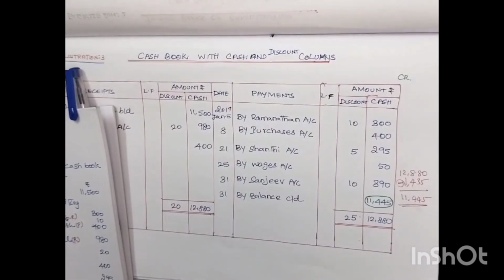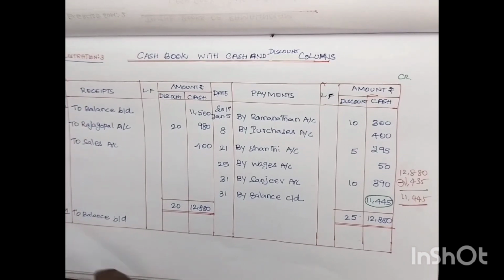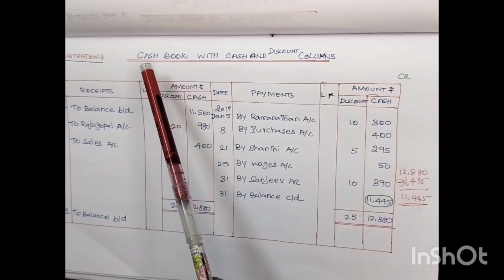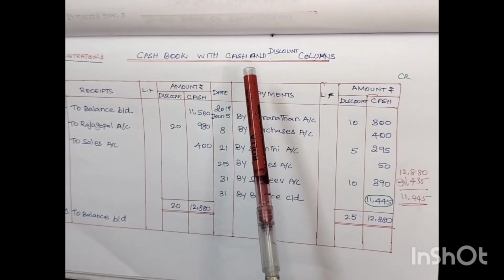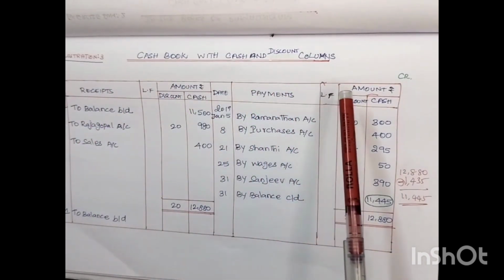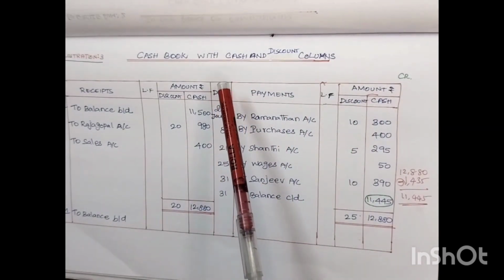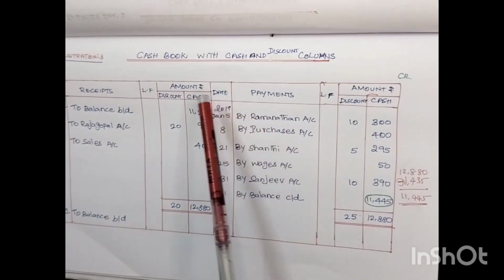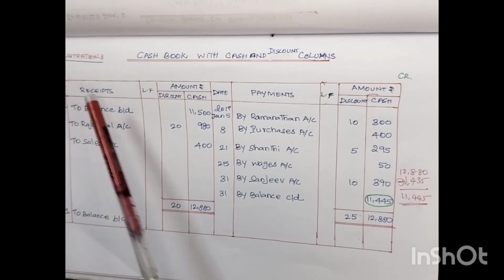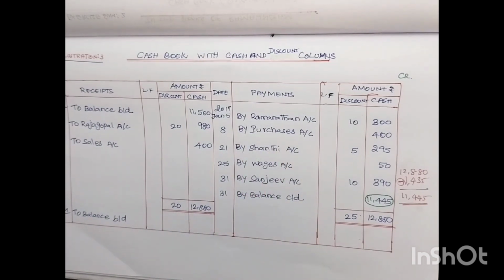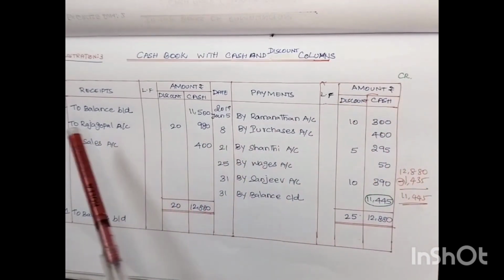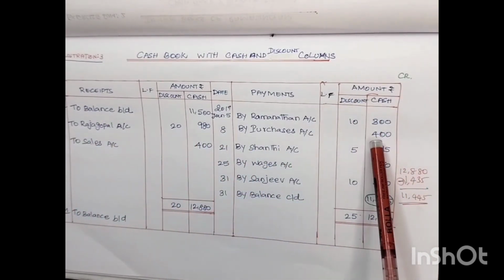Before we enter the given transactions into the cash book, we need to know the format of the cash and the discount column. So we need to write the title of the book, that is, cash book with the cash and the discount column. The format of the double column cash book is divided into two parts. The left hand side we call the debit side, the other name is debtor, and the right hand side we call the credit side, the other name of credit side is creditor.